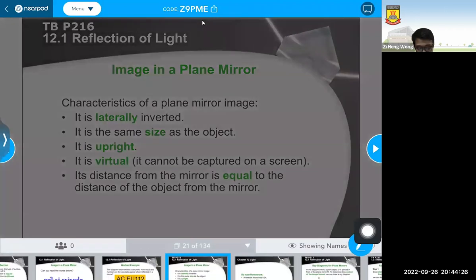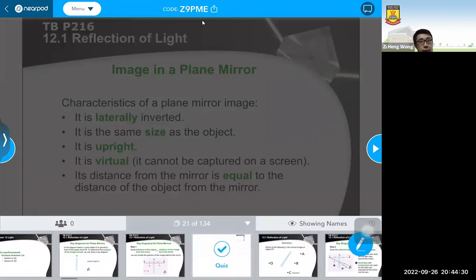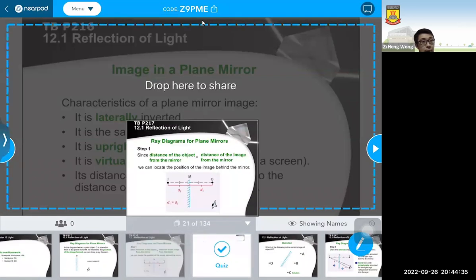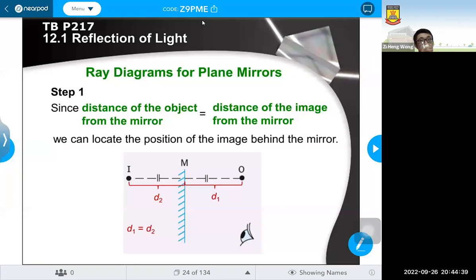Now that we have done your lenses, I think this will make a little bit more sense. Construction of ray diagram. This one you can go and watch the video, but just a quick recap. Step 1, locate your image, making use of the property that object distance equals image distance. Your object, you measure this distance, your image you measure the same distance. Take note, it's a perpendicular distance.